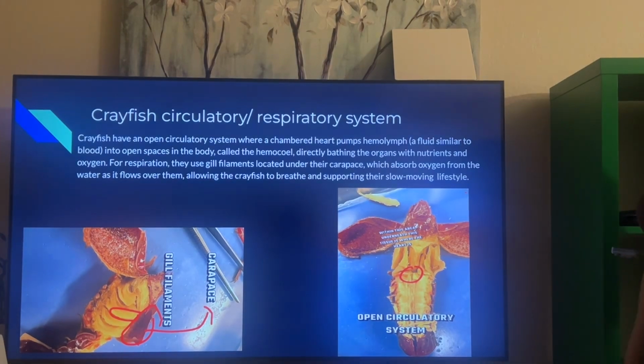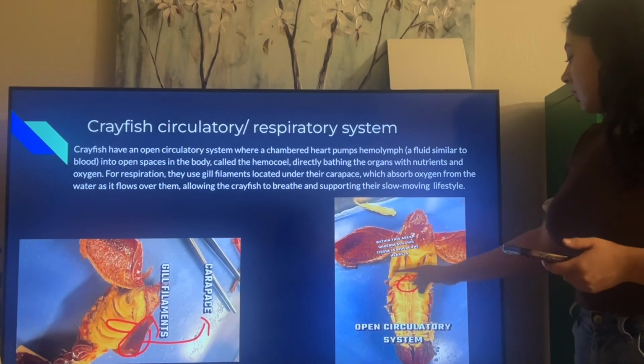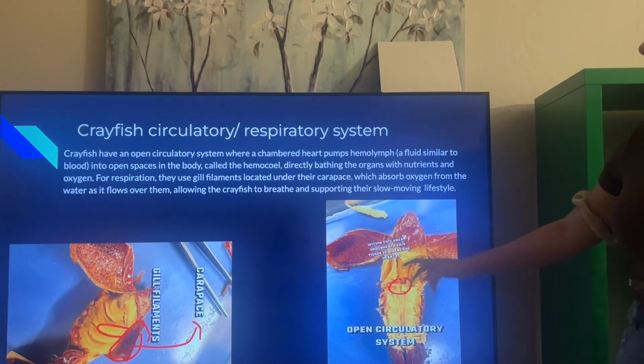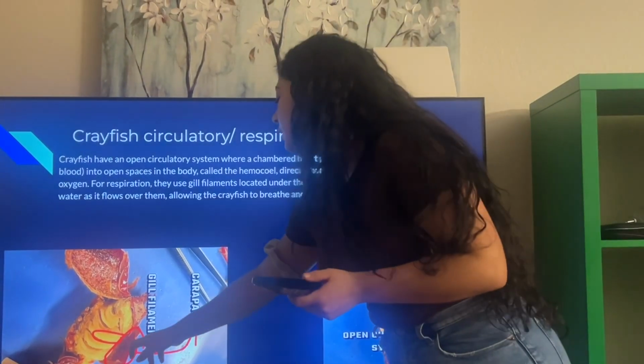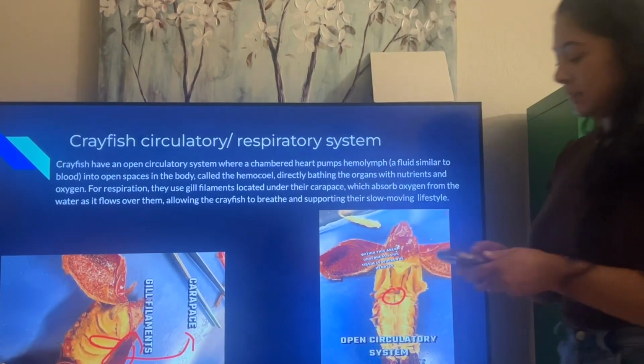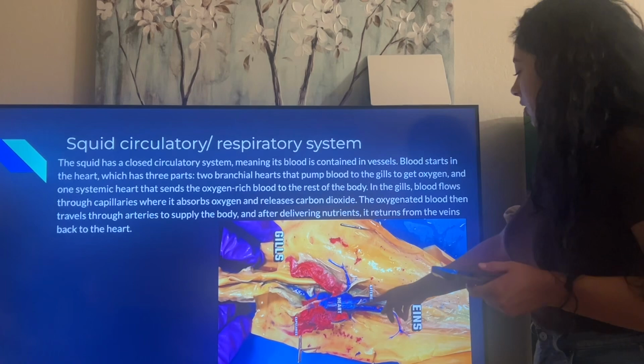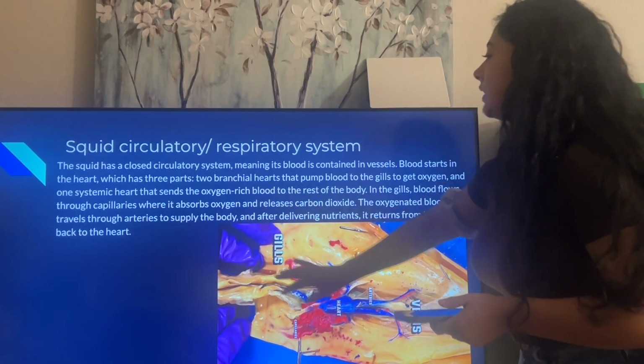Crayfish circulatory system, respiratory. This is their open circulatory system. Within this area, underneath this tissue is where the heart is. We can see their carapace right here, and then their gill filaments. The squid's circulatory system: this is their veins, arteries, heart, capillaries, and gills.